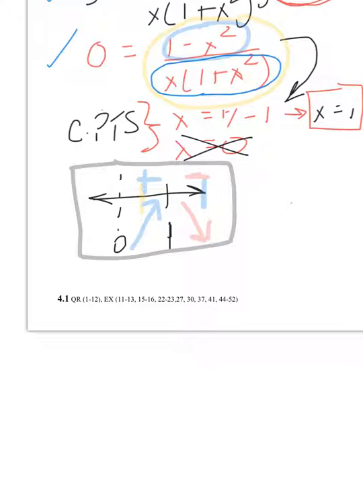So I only have one critical point, and the domain is from 0 to infinity. So I am really confident that this spot where x is equal to 1 is not just a maximum, but an absolute maximum value.